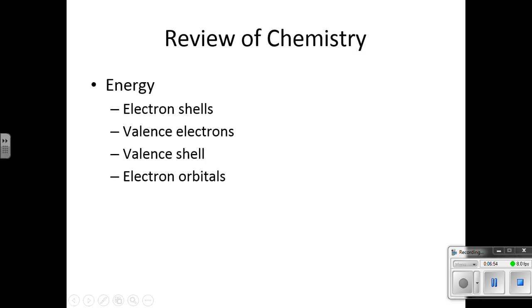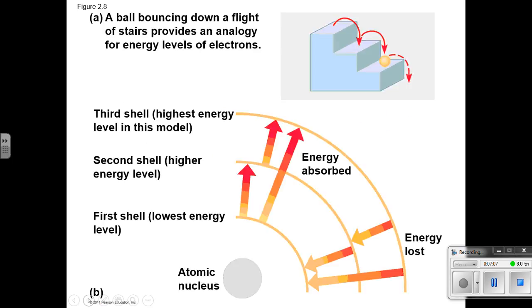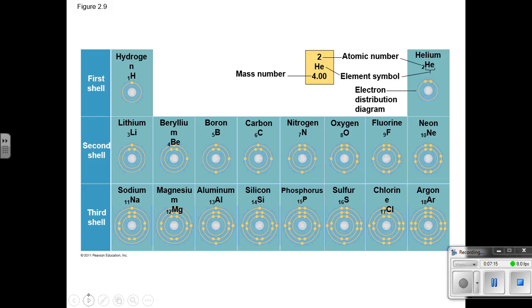Again, another review of chemistry. If you don't remember what electron shells or valence electrons or valence shells or electron orbitals are, this would be a good time to go back and review that information again in Chapter 2 of your textbook. This just reminds you that electrons can be in different shells, and depending on the shell depends on their potential energy. And this shows some typical elements that we find in living things, and it shows an orbital level of the periodic table.